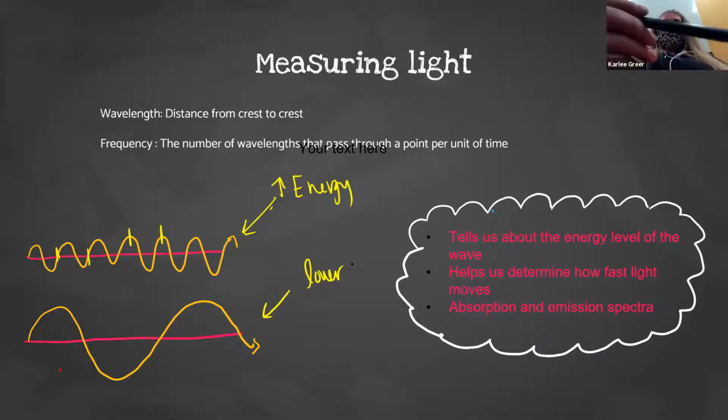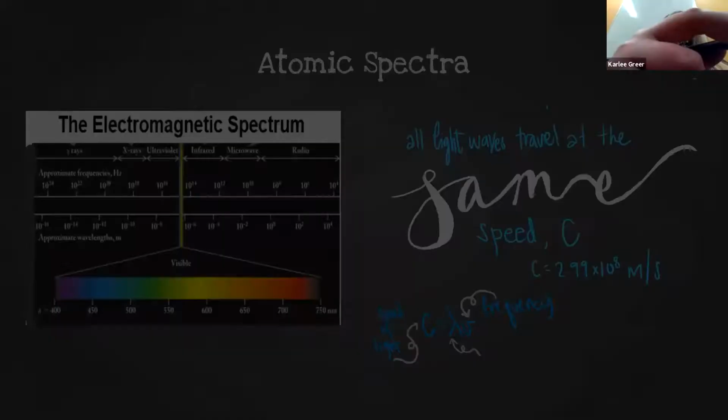Because the distance between the waves tells us how high the frequency is, and a high frequency, the number of wavelengths passing through a point per second or another unit of time, is going to give us more speed, which in turn gives us more energy. It helps us determine how fast a light wave is moving, which is useful for other things later, and it can tell us about the absorption and emission spectra.